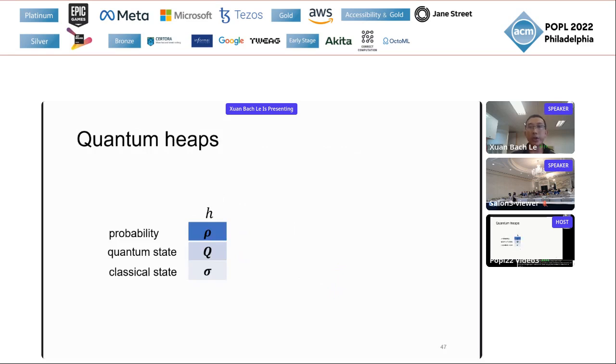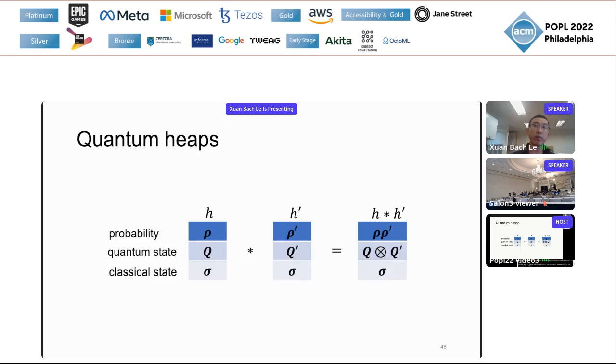Semantic-wise, we model our quantum heap to be the triple of probability rho, quantum state Q, and classical sigma, which maps classical variables to values. Given another heap H' equal to rho', Q', sigma', in which the quantum state Q' is disjoint with Q, the disjoint union of H and H' is defined to be the heap with probability rho times rho', quantum state Q tensor with Q', and the classical state sigma.